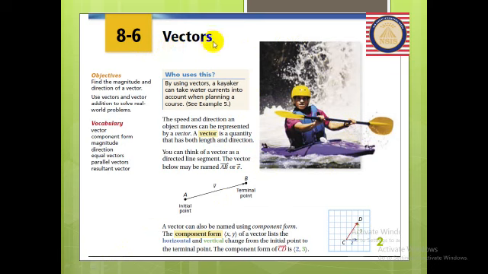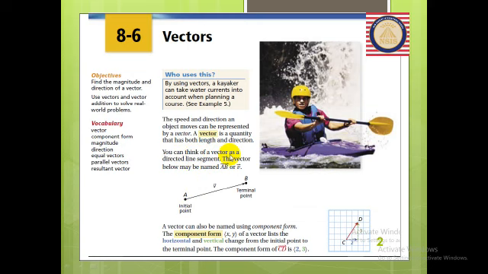Of course, the word vector is new for you. What is the meaning of the vector? The speed and direction of an object's movement can be represented by a vector. So what is the vector? The vector is a quantity that has both length and direction. So if I told you AB is a vector, I must have two things: its length and its direction. To identify any vector, I must know the length and the direction.